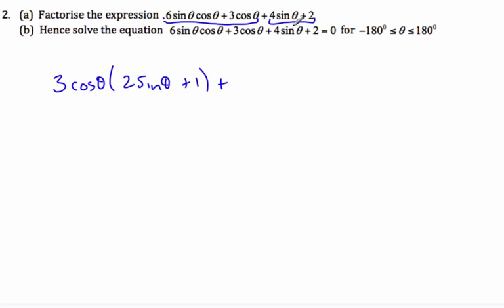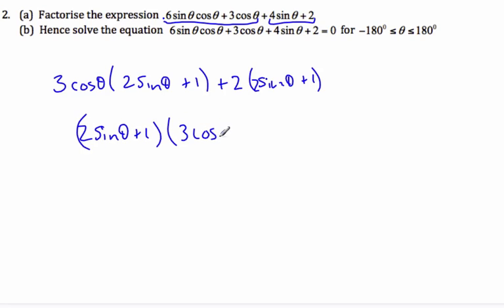Here, I'm going to take a factor of 2, which leaves me with sine theta plus 1. Oh, a 2 sine theta plus 1. I can pull out a 2 sine theta plus 1, and I'm left with 3 cosine theta plus 2 equal to 0.